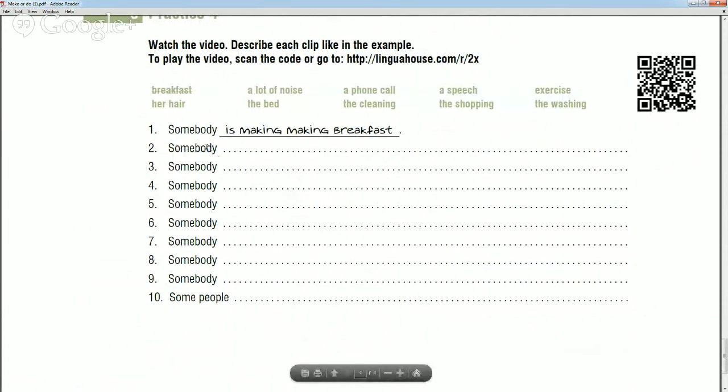So somebody is making, do you think there's a mistake in this? Making. I don't think that's correct English. Do you agree? Yeah, I agree. Somebody is making breakfast, so we can mark that off. I don't, unfortunately, have an ability to do that, but this is not right.